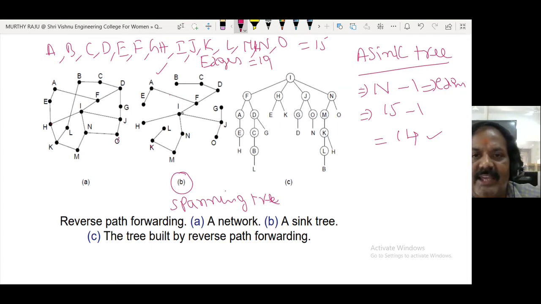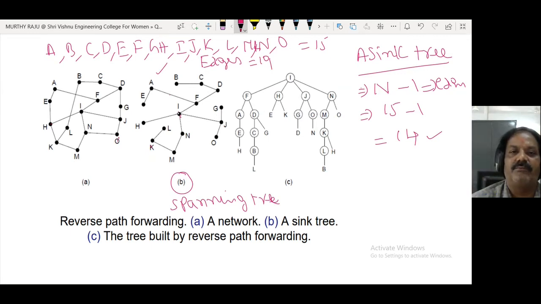Consider I as the root node. From the root I, we have to examine multicasting, which means the root I sends the same packet to all the destinations. Sending to all the destinations in the graph is called broadcasting.